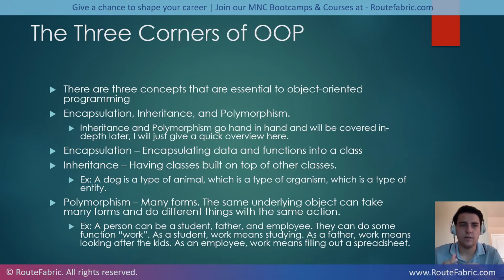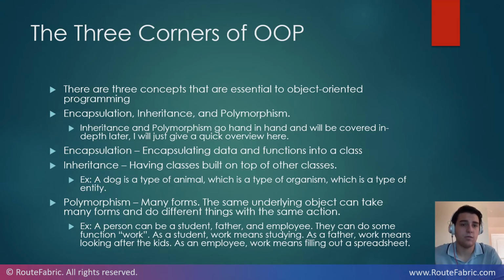So polymorphism quite literally translates into many forms. What this means is that the same underlying object can take many forms and do different things with the same exact action. Again, I'm just going to touch on this real quick. An example of this would be a person can be a student, a father, and an employee. We have one class here, one thing which is a person, but this person can be multiple different things and they can all do the same function, work.